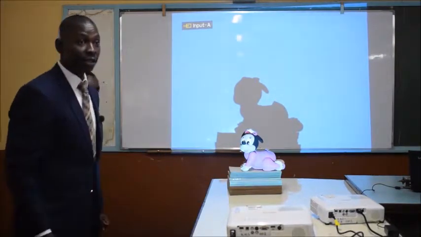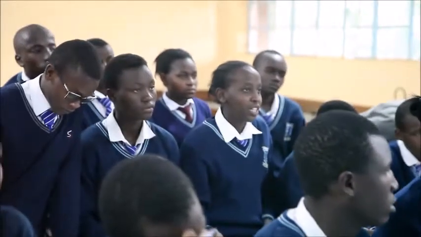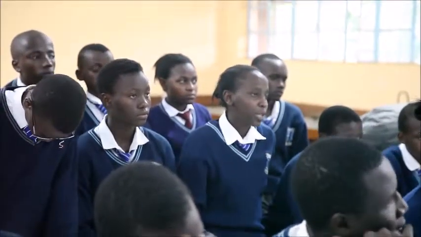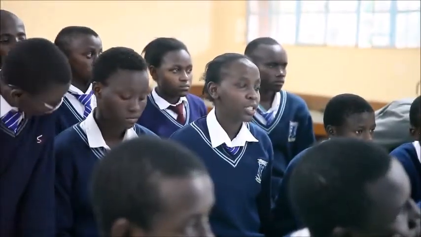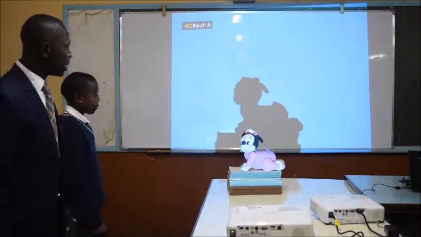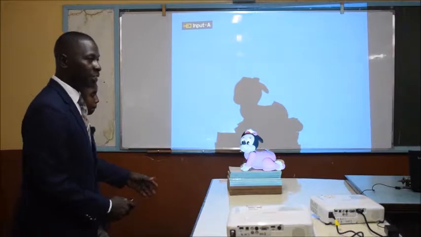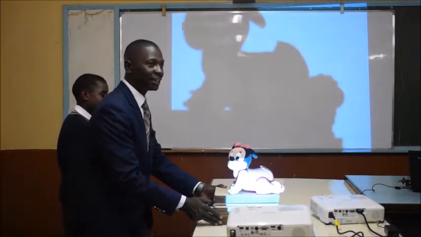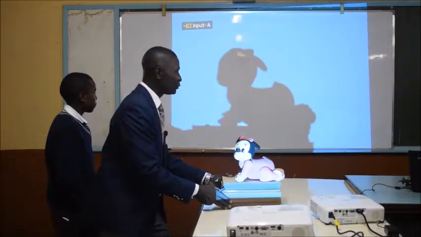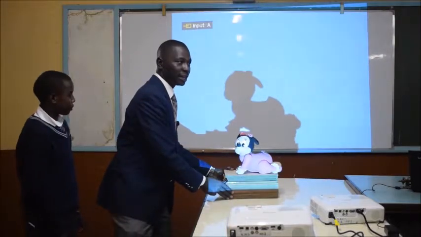When the opaque object is close to the source of light, the shadow cast is big, but when the opaque object is far from the source of light, the shadow cast is small. Very good. The shadow cast by the opaque object closer to the source of light is much bigger than further away from the source of light.